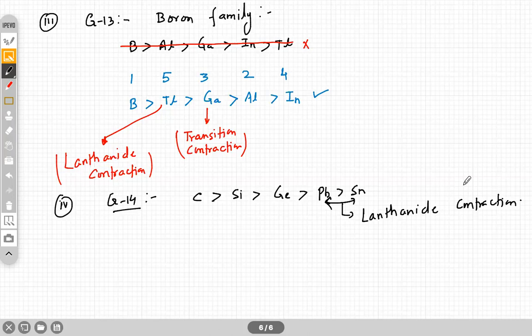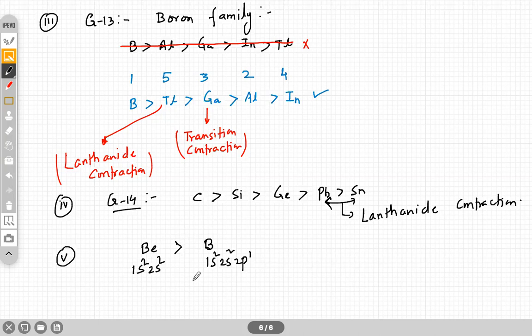Okay, so these are some exceptions we have. Apart from this, if you compare beryllium and boron, beryllium's configuration is 1s2 2s2, and boron is 1s2 2s2 2p1. So beryllium has more ionization energy than boron.